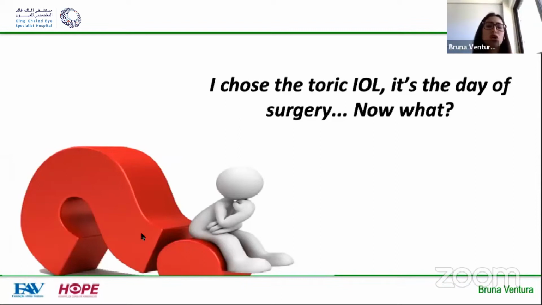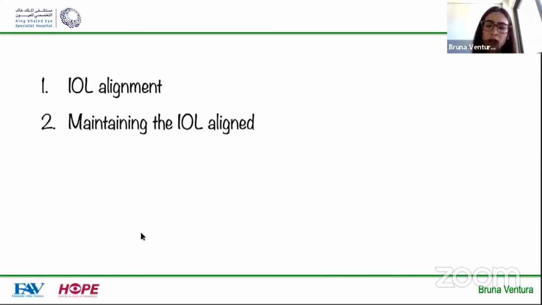So, okay, I chose the Toric IOL. I had all the care in getting the biometry, at least one map of my cornea. I checked that the quality of the map and the biometry are good. I had all the care in choosing and planning my surgery. So it's the day of the surgery. What should I be taking care of? What should I be focusing and cautious about? There are 2 points that are very, very important. The point number one is with regards to the IOL alignment. And point number 2 is in maintaining the IOL aligned.